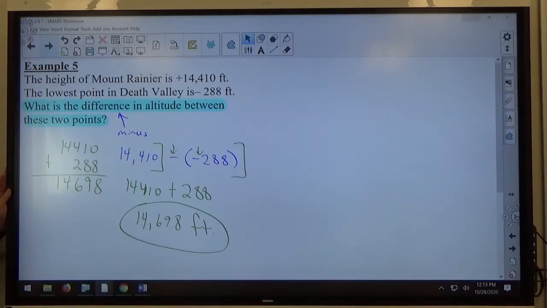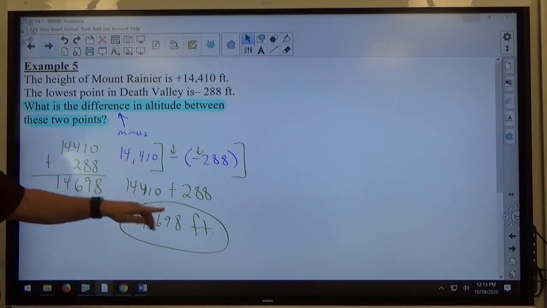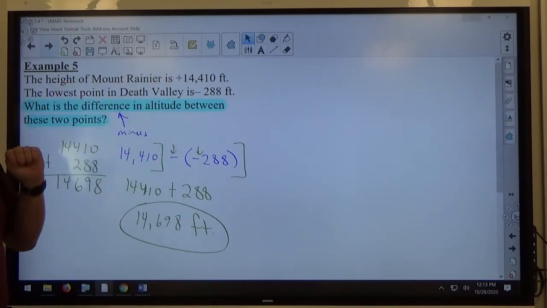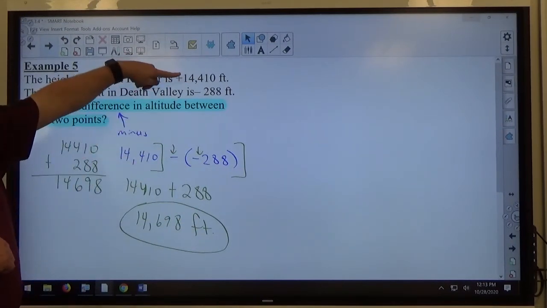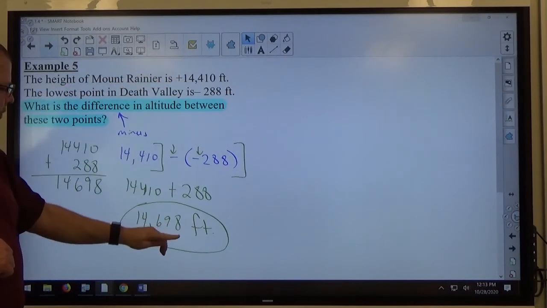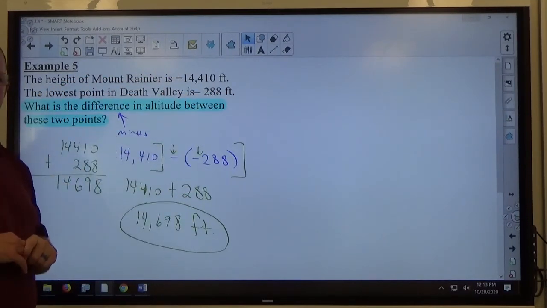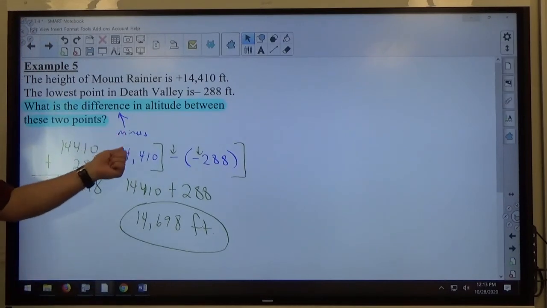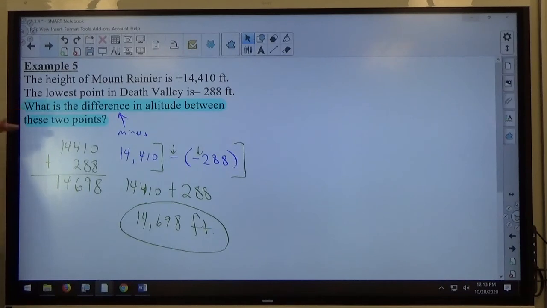Okay. And we're in a class where labels matter. So when labels are part of the problem, make sure labels are part of your solution. Or make sure you're giving me labels. If I'm at Death Valley, I'd have to elevate 14,698 feet to get to the top of Mount Rainier. That's what that's telling me. If I was on Mount Rainier, I'd have to descend 14,698 feet to get to where Death Valley is. So, again, we got a positive answer because I did big minus small. Typically, difference in altitude is usually a positive.